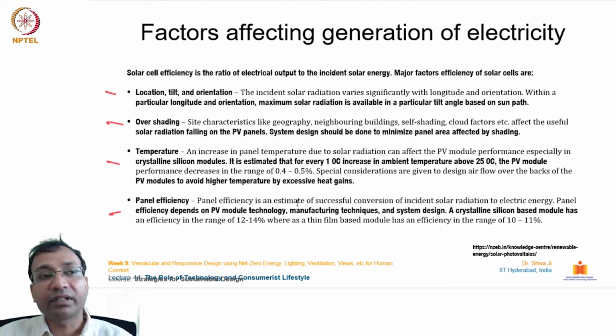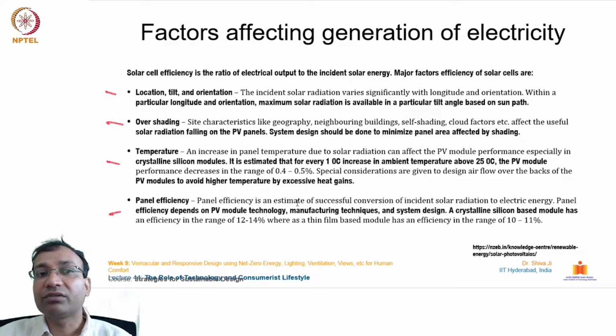Next, we have temperature. An increase in panel temperature due to solar radiation can affect PV module performance, especially in crystalline silicon modules. It is estimated that for every 1 degree centigrade increase in ambient temperature above 25 degrees centigrade, the PV module performance decreases in the range of 0.4 to 0.5%.